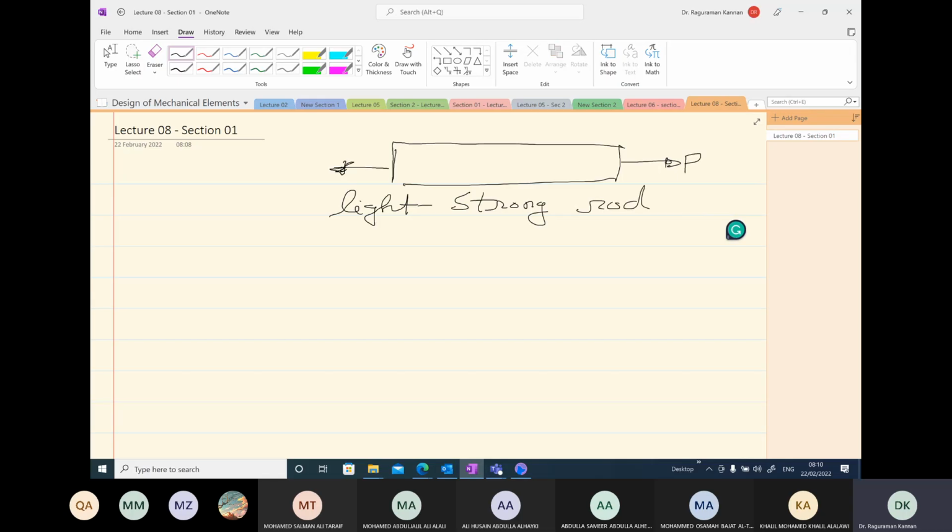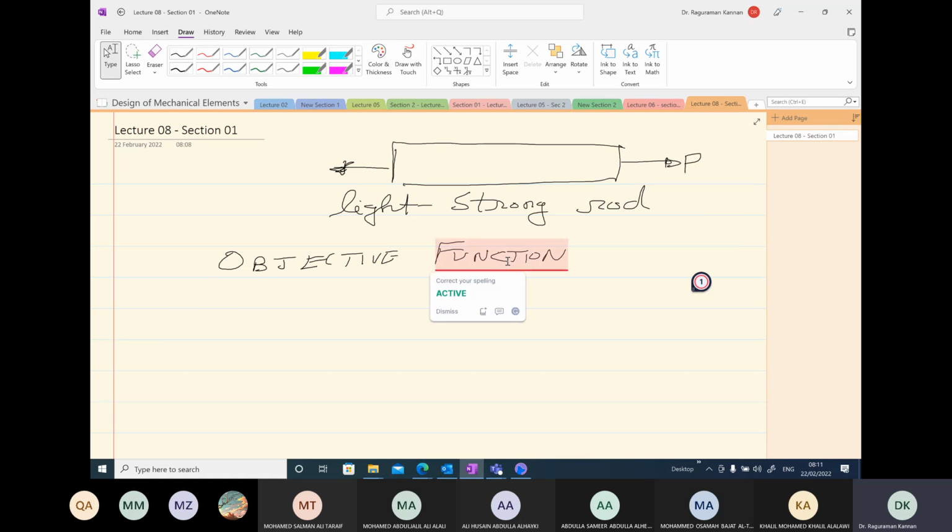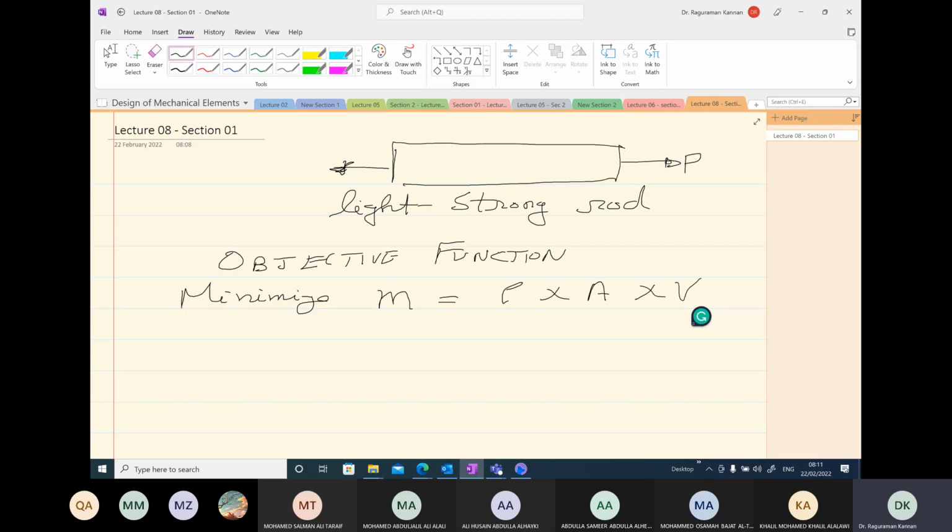So as usual, the objective function. What is the objective function for this? Can one of you tell me? I have given here a light, strong rod. So what is the objective function? Minimize mass, yes. Minimize mass, m, and as usual, we express it in this form.